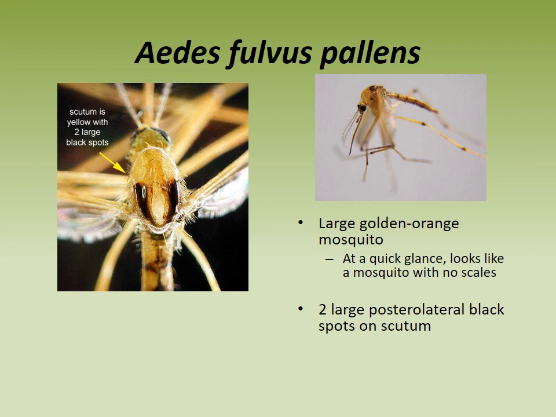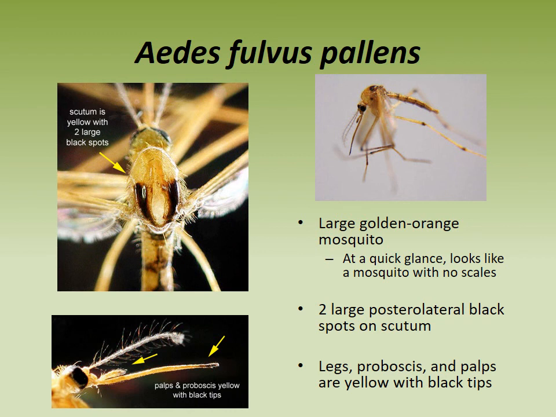Two large posterolateral black spots on the scutum, as you can see here. Two black spots looking shiny. And then the legs, proboscis, and palps are all yellow with these black tips. It's kind of hard to see with the palp, but you can see the black tip on the proboscis. But you should be able to see it as well on the palps. And then on the legs, you'll see in this top picture, you can see the black kind of like banding on the legs.